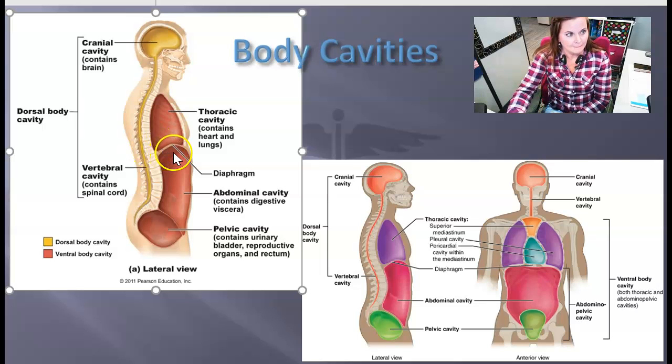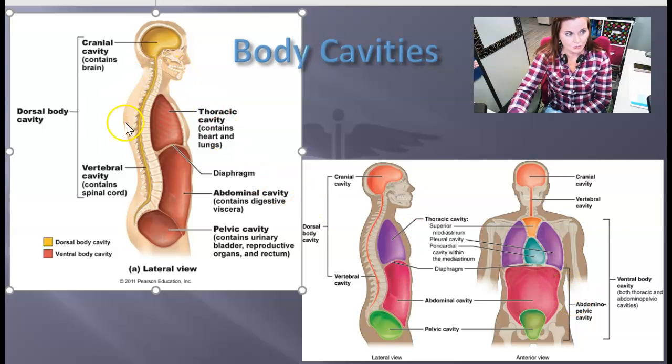So our main body cavities, well, the largest one is the dorsal body cavity, right? And then we have the ventral body cavity. So we can look at it from different reference points. That's the back side. And then the ventral would be that front side there, right?